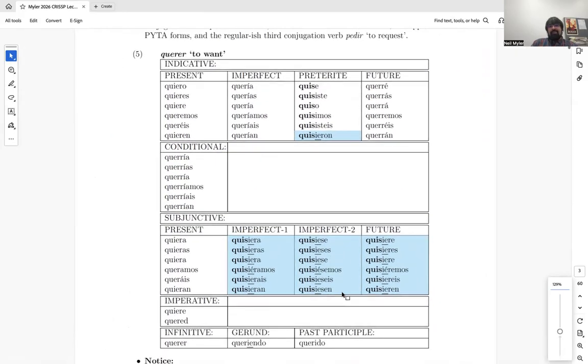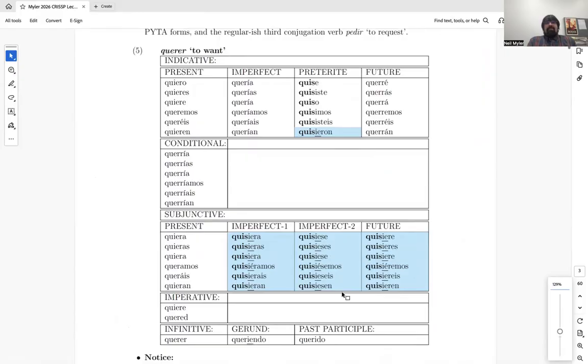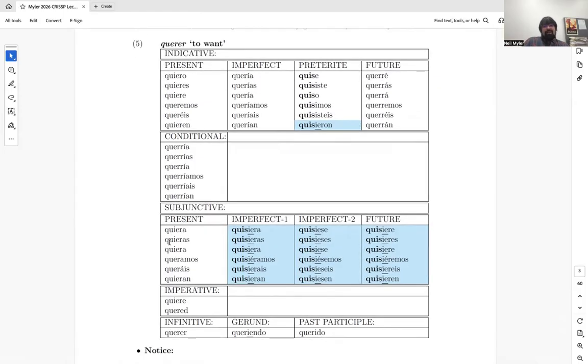Right, so let me just zoom out for you here. So here's the paradigm of the verb querer. Querer is one of those verbs that undergoes diphthongization when its root is stressed in most of the paradigm. So you see this here in the present indicative and present subjunctive. So you've got quiero, quieres, quiere, queremos, queréis, quieren. So all of the forms here that have stress on the root have this diphthong in them, and the ones that have stress on the ending instead have no diphthong, and they have a monophthong e. Likewise down here in the present subjunctive: quiera, quieras, quiera, queramos, queráis, quieran.